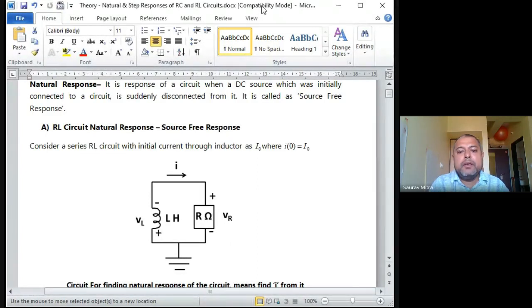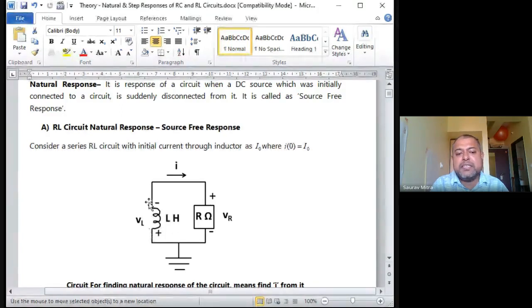So this is a very simple circuit, R, L and a DC supply. Now listen again to whatever I have said just now. I kept one inductor, one resistor and one DC supply in series initially. I allowed the inductor to get charged, to store maximum energy. After I found that the inductor had got charged, I removed the DC supply and put the inductor and resistor in parallel. Then I got this circuit.